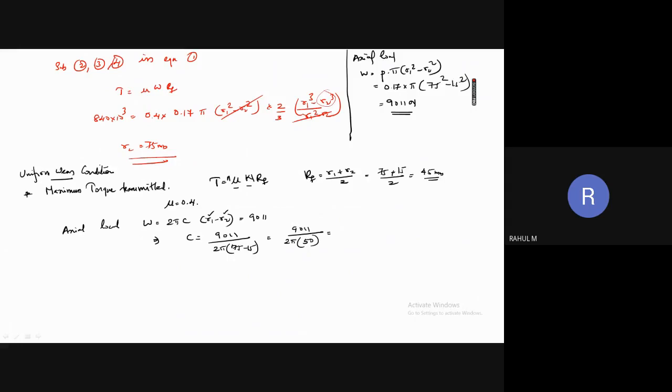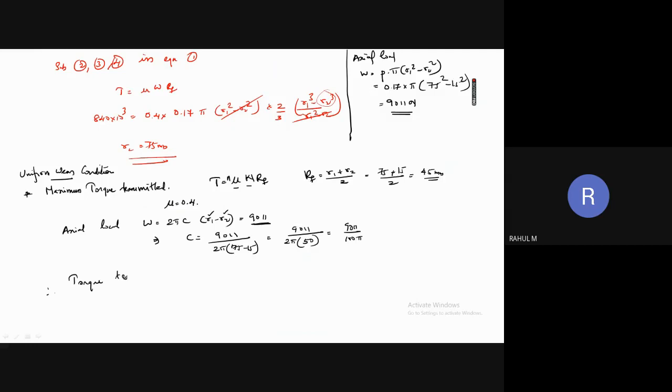You get the value of C somewhere around 9011 divided by 100 pi. Okay, we'll solve it later. Now, we have already got the value for W, and the mu value we have. So the torque transmitted can be directly found out.